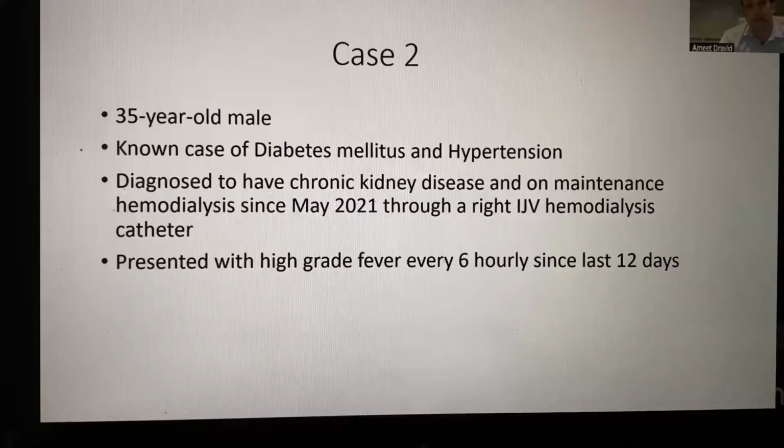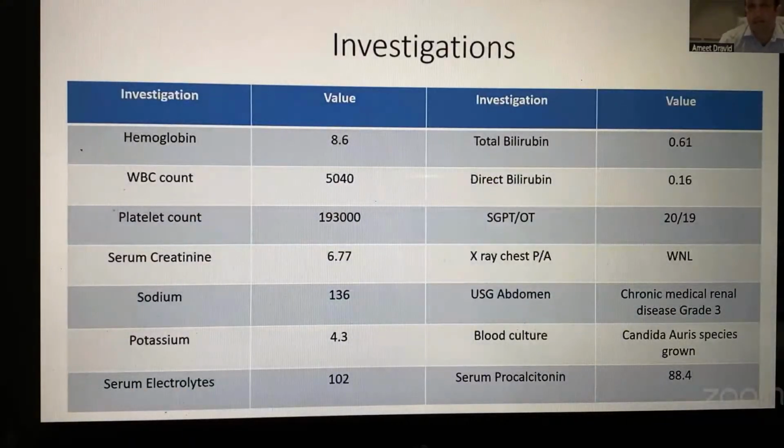He was an old male, diabetic, hypertensive. He had an IJV hemodialysis catheter in situ and had been taking dialysis since the last 4 months. He presented to us with high grade fever since the last 12 days. We sent blood cultures, both from the central line and from the peripheral line, which grew Candida auris.